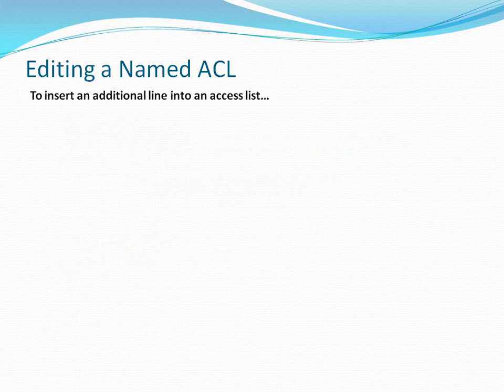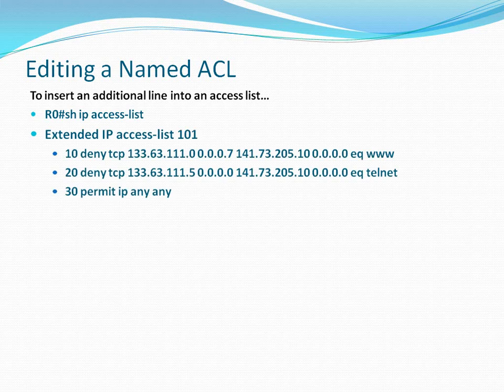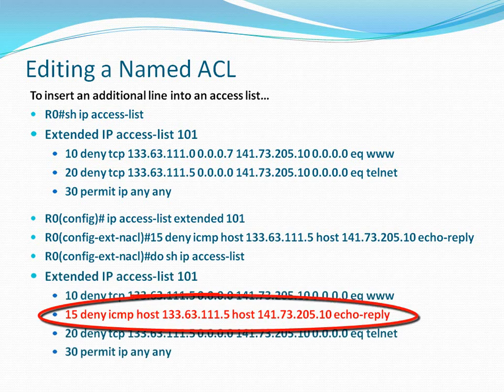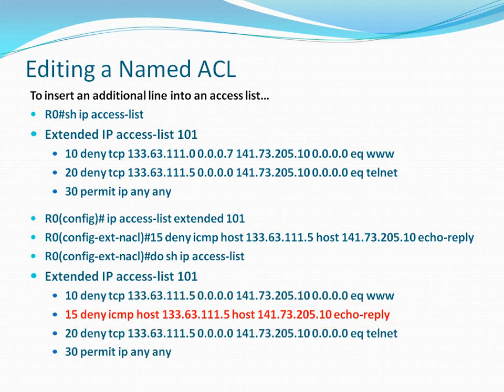To insert an additional line into an access list, show your ip access-list. It comes up and gives you the 3 entries. Go into the global config, ip access-list extended 101. Notice that your prompt changes. We're going to add line 15 in there because we're adding something else in there. We're denying ICMP to a host, which is actually the reply to a ping. Go back and do a show ip access-list, and notice that line 15 is inserted right in the middle between 10 and 20.